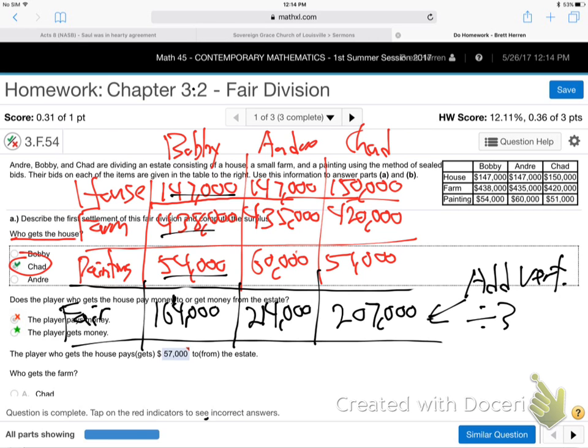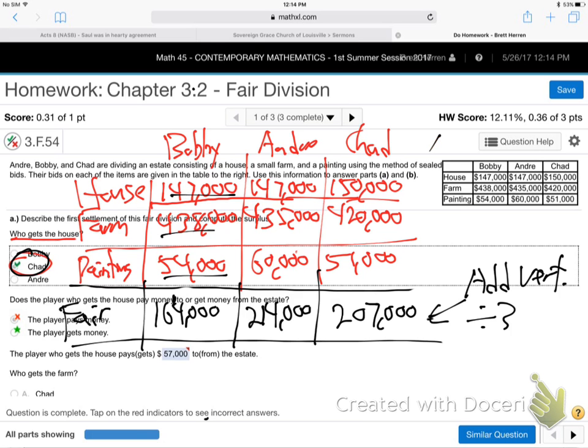Now, what does that mean? How much, now if we're giving Chad the house, right? Let's go back over where we were at here. We're giving Chad the house because he was the highest bidder on the house. So what does Chad think about that? We gave him the house. How much money does he think we gave him? How much value does Chad think we gave him when we gave him the house?